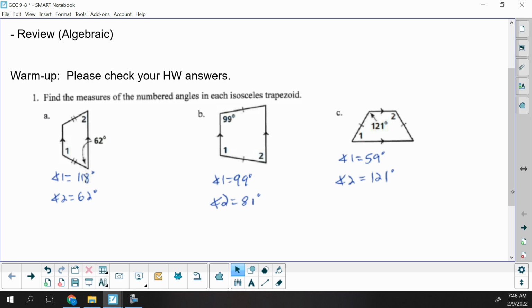So we had isosceles trapezoids on the homework. Remember, along the non-parallel sides, the angles are supplementary, and then your base angles, which are along the parallel sides, are congruent. So because of that, angle 2 was 62, they had to be congruent, and then the 1 and the 62 had to be supplementary, so you had 118. Pretty similar idea for B and C, so you get 99 for angle 1, 81 for angle 2, and then 59 for angle 1 and 121 for angle 2 in C.